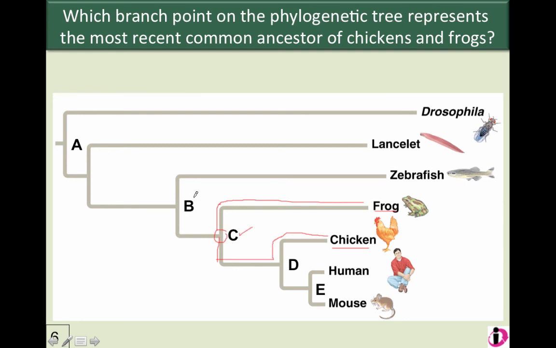It is true that chickens and frogs share this common ancestor, and they share this common ancestor too. But C is the only one that is the most recent common ancestor. So we can get a lot of good information from phylogenetic trees, but we have to be careful because we can fall into some traps when we interpret them, because they can't tell us everything.